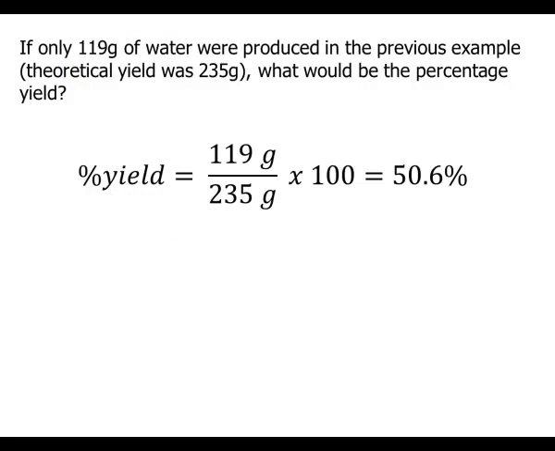If only 119 grams of water were produced in that previous example, where the theoretical yield was 235 grams, what would be the percentage yield? Simply 119 grams divided by 235, the actual over the theoretical, times 100. The percent yield is 50.6%.